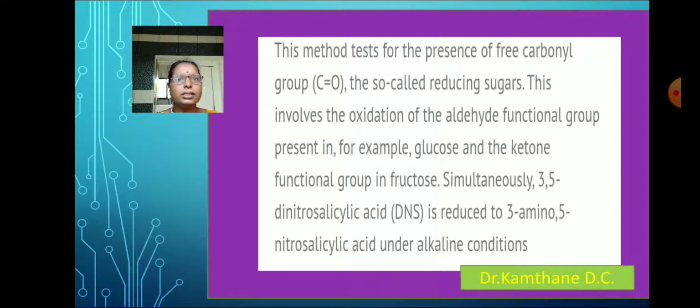This method tests for the presence of a free carbonyl group, and therefore these are called reducing sugars. This involves the oxidation of the aldehyde group present in glucose and the ketone group in fructose molecules. At the same time, there is reduction of 3,5-dinitrosalicylic acid to 3-amino-5-nitrosalicylic acid in hot alkaline condition.